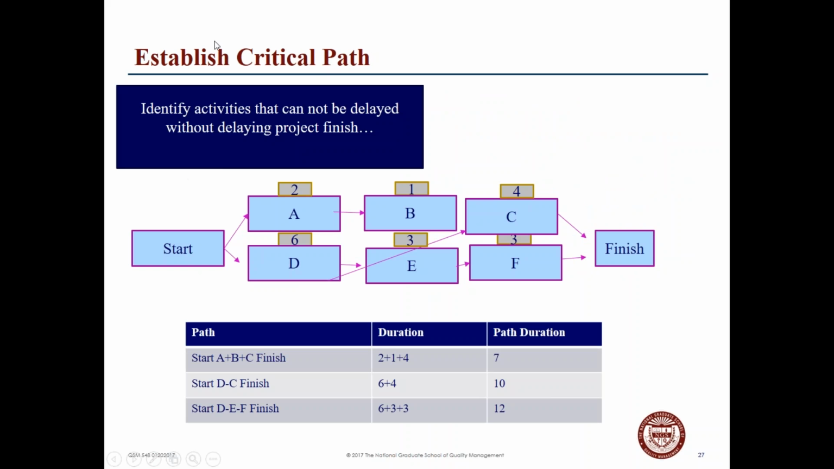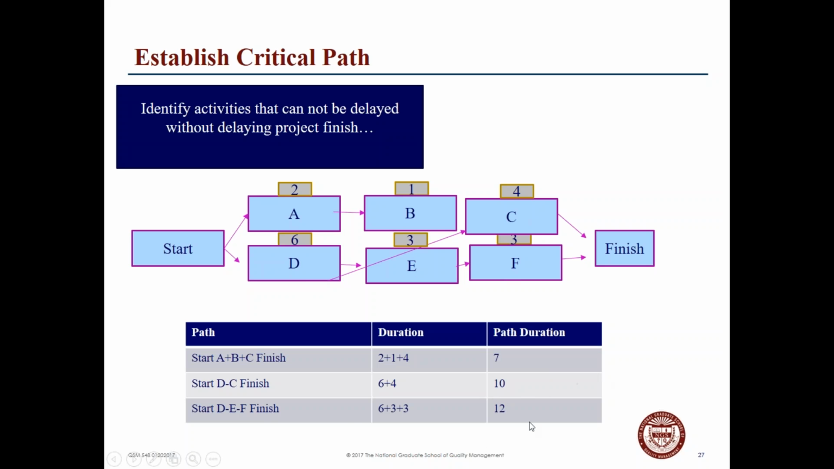So when we look at establishing a critical path, you want to identify the activities that cannot be delayed without delaying the project finish. So one of the paths is start plus A plus B plus C plus the finish, so 4 plus 1 plus 2, and the path duration is 7. Okay. The D to C is 10, and the DEF, start to DEF, is 12.